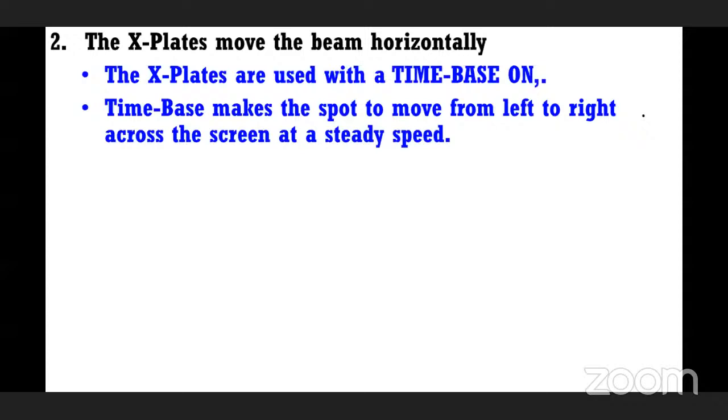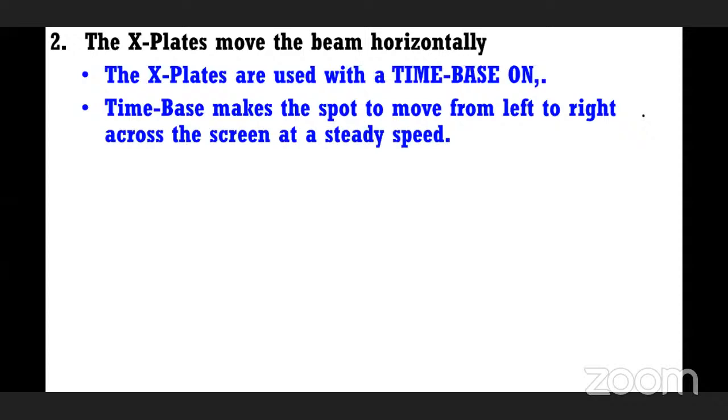And a positive voltage applied to the X input terminal will cause the electron beam to be deflected towards the right. In the same way, when you apply a negative voltage to the X input terminal, it will cause the electron beam to deflect horizontally towards the left of the screen.